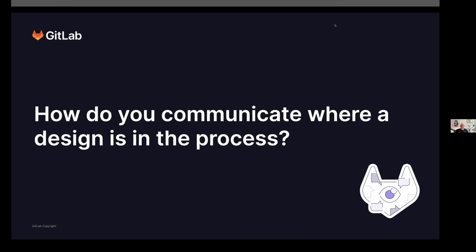Unless anyone else says anything about communicating, I can move on. But I feel like this is probably where the most opportunity for things to go right is. So I don't know if anyone has other things to share about transparency into where designs are in the process.